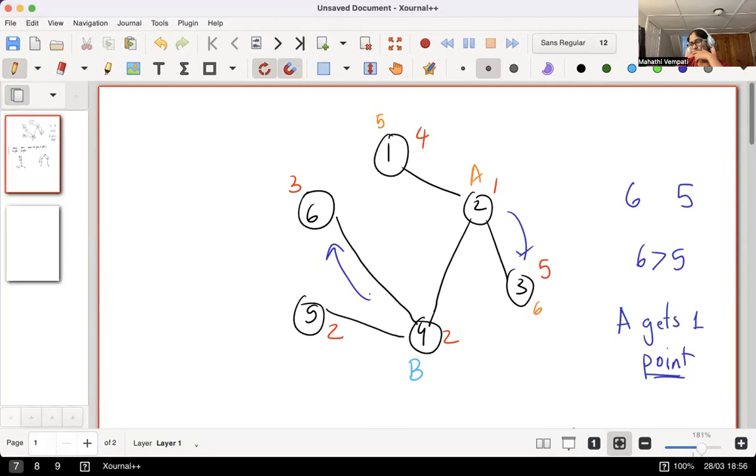1 plus 2, 3. 1 plus 2 plus 2, 5. 1 plus 2 plus 3, 6. 2 plus 1, 3. 2 plus 1 plus 5. 3 plus 5, 8. 1 plus 2 plus 1 plus 4. 2 plus 3, 5. 2 plus 2.